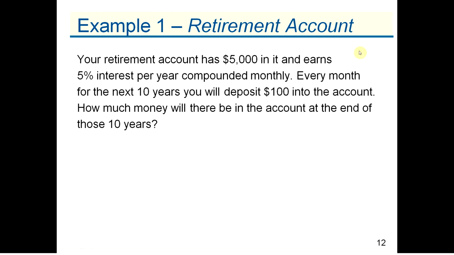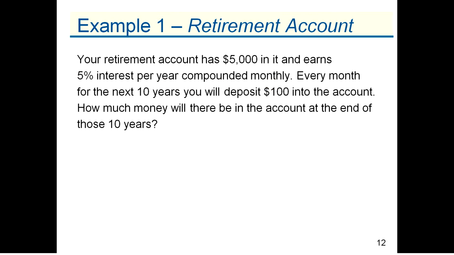Okay, so here is a little bit more complicated of a problem. In this case, we have two things going on. We have a retirement account that already has $5,000 in it. Maybe we switched, rolled over money from one account into another, or maybe we got some bonus that we had deposited into our account at the beginning. But in either case, we have a lump sum of $5,000 already in our account, and we're earning 5% interest per year compounded monthly.